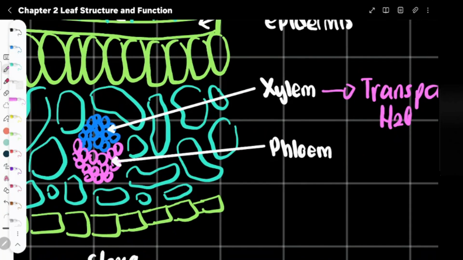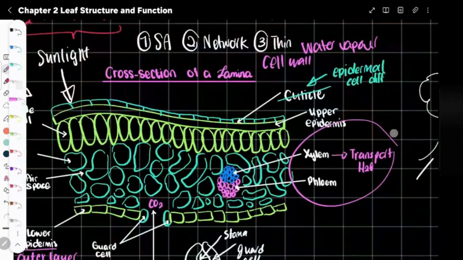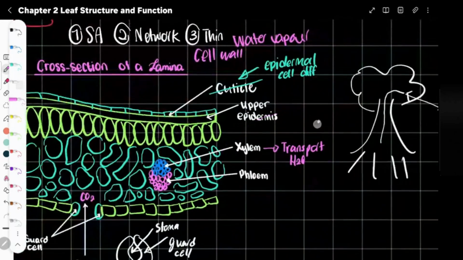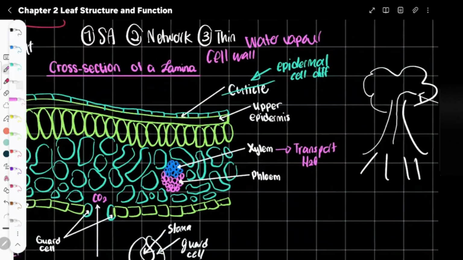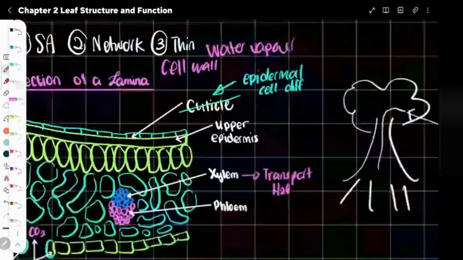So that's why we need these things here, so that we can carry the product. See here, this is the product. Where will the product go? To the xylem and phloem. See, it's like a machine: one thing produces another thing. And where will the product be? In the xylem and the phloem.